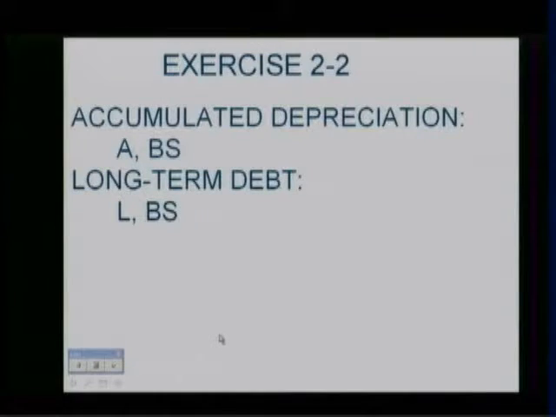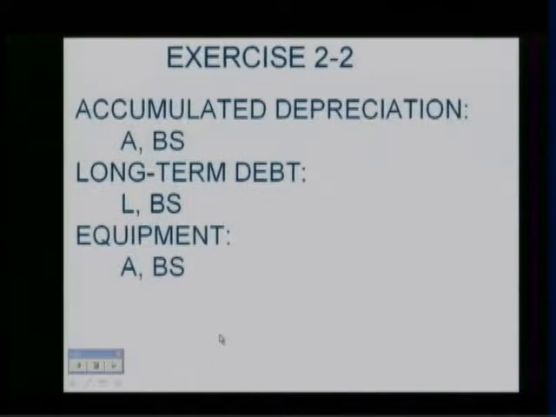The next one you shouldn't have any trouble with, long-term debt. Anything that you owe somebody else is a debt, it's an obligation, therefore it's a liability. Liabilities show up on the balance sheet. So that was fairly easy. Next one's just about as easy, equipment. Something you have that has value, it's worth something to you, so it's an asset. And as you remember, assets show up on the balance sheet.